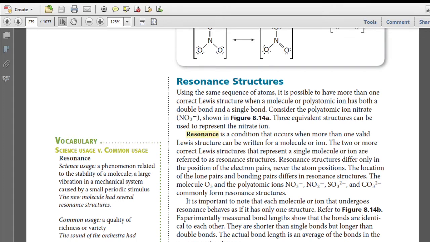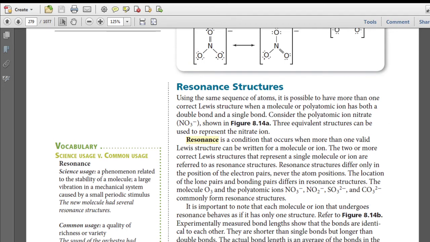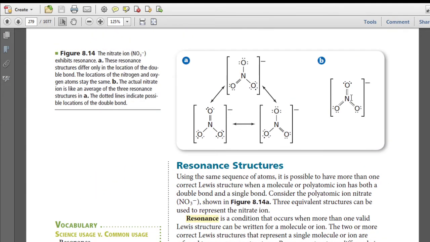It is important to note that each molecule or ion that undergoes resonance behaves as if it were only one structure. Like I said, these double bonds are constantly shifting. Think about it like the propellers of an airplane: you get this blurring effect, and the double bond could be anywhere at any given time. So really it behaves as if it's only one structure. That's why we use those dotted lines, as you saw in 8.14b, because those double bonds could be anywhere at any given time.